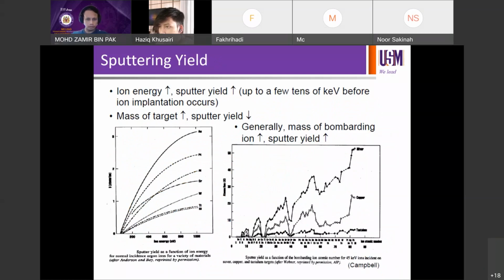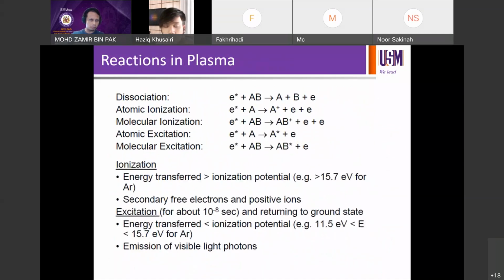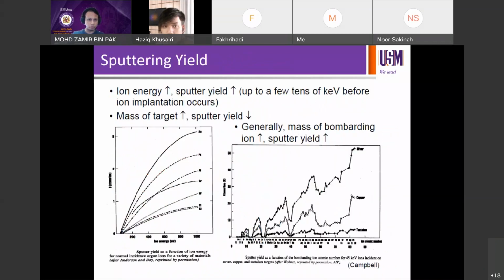Okay, let me just go through one more page, I think, then we stop. It's almost 12. Right, sputtering yield. If you have higher ion energy, the sputtering yield increases. So you can induce this high energy by supplying negative bias. Sebab tadi kan Sakina cakap attraction, negative belakang, tarik Ar plus, boom. Okay, ion energy is higher per unit for every single ion. It carries a bigger amount of energy. So dia akan langgar with greater impact. Therefore, you dislodge or knock off more atoms per unit ion. Hence, higher sputter yield. So up to a few tens of keV before ion implantation occurs.